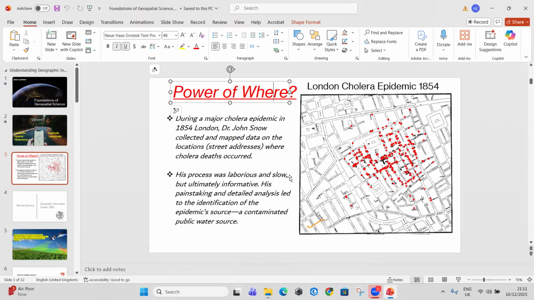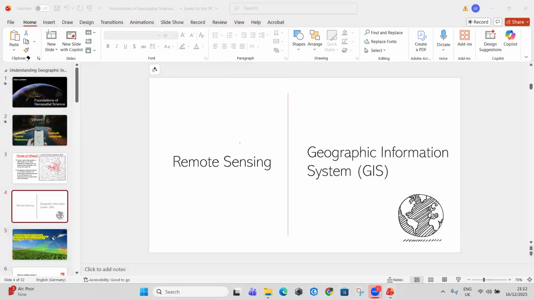Now, there are two parts of geospatial science. One is called remote sensing, and the other is called geographic information system. I will explain the definitions, but you need to understand that they go hand in hand. One is incomplete without the other, right? Before I go ahead, there is one thing I wanted to say: these first one or two lectures are more about theory, because first we need to understand the theory, then we will move to practicals. Okay.